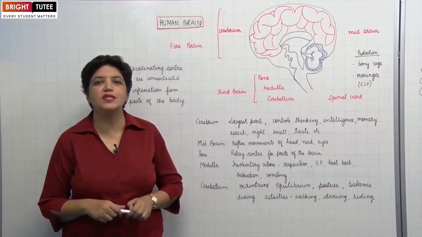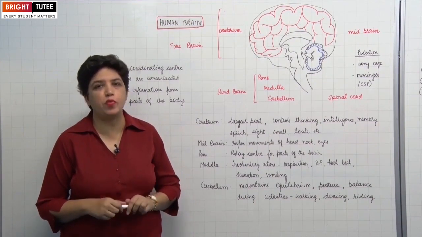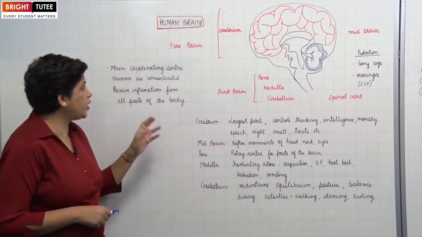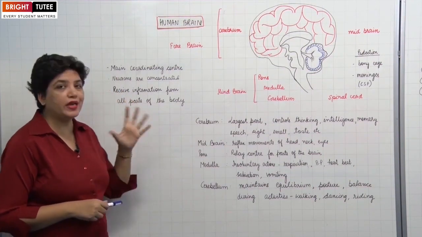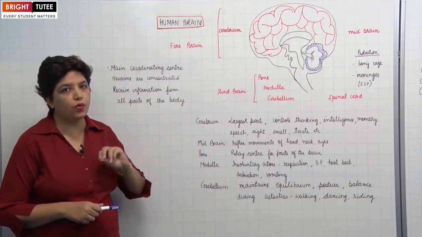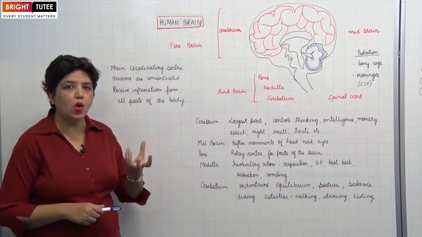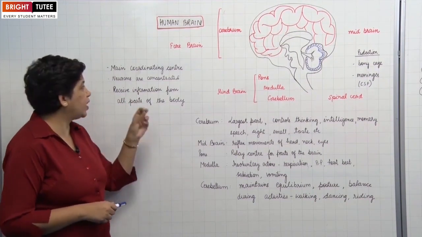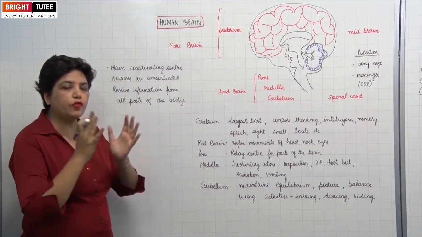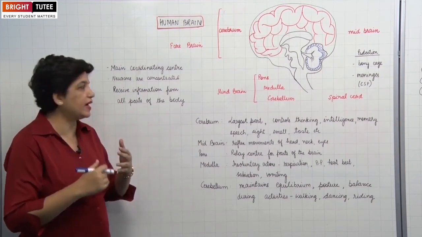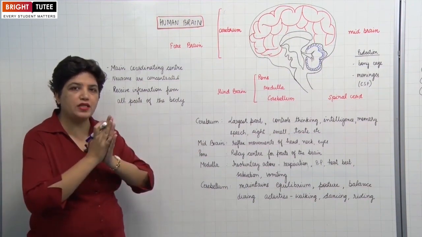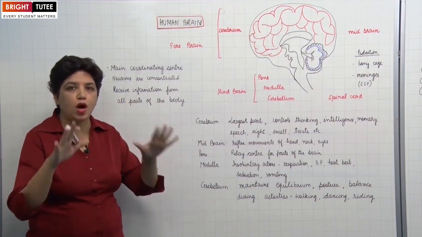Now let us move on to the next topic, that is human brain, the most amazing organ of our body. The human brain is the main coordinating center for all the activities which are going on in our body, whether voluntary or involuntary. All the activities are controlled by brain. It has neurons. All the neurons are concentrated here. Millions of neurons are present which control different activities. The brain receives information from all parts of the body and guides them what to do, how to do.